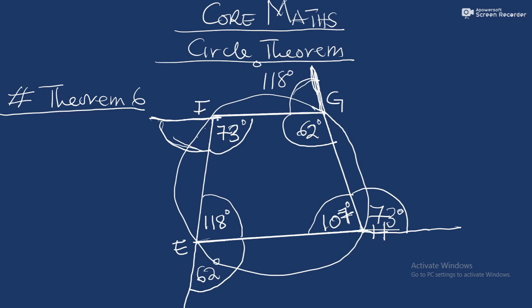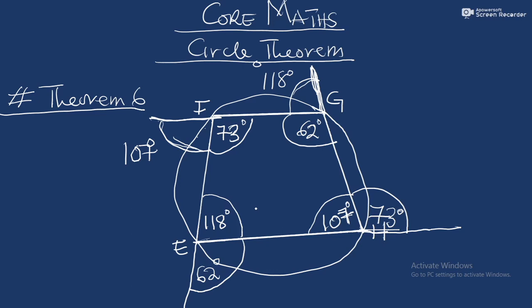Now, still angles on a straight line. So, the angle here plus this should give us 180 degrees. And you can bear with me that it is what? 107 degrees. Good. So, let's look at something here.